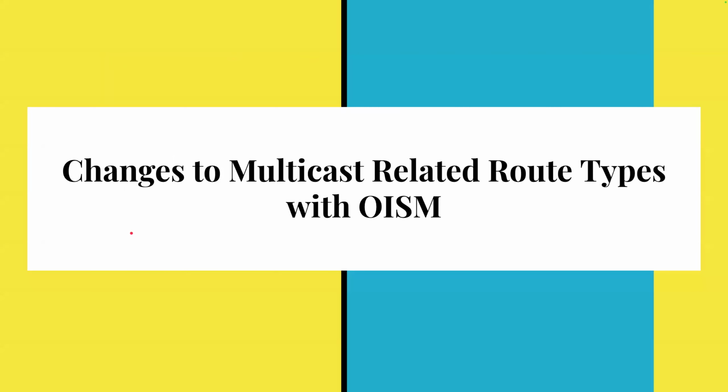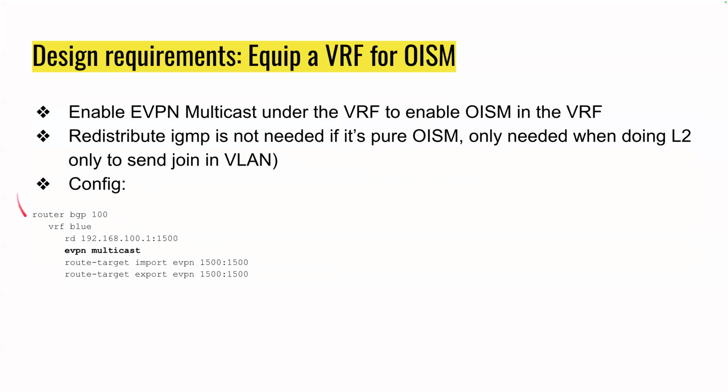Any doubts until now? If it's clear, then we'll see how route types would be changed. Just one question. So we would need this command along with the redistribute IGMP in the VLAN, is it? Only in specific scenarios, but in general, it's not required. We'll see in which kind of scenarios we require that. Okay. To just do pure L3 multicast routing, we do not need that.